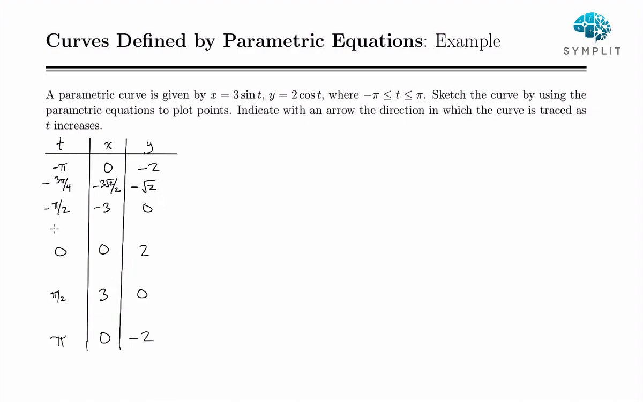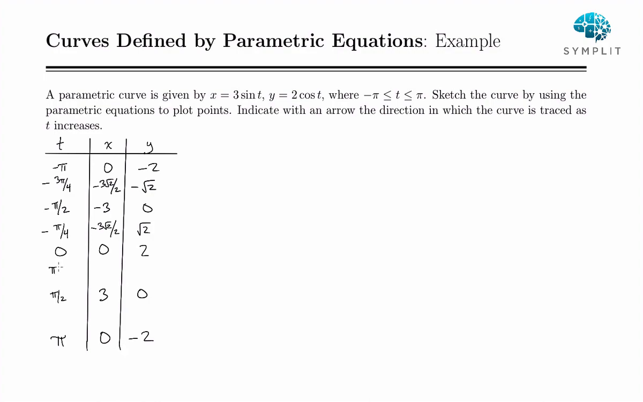Let's do here negative pi over 4. Sine of negative pi over 4 is again negative root 2 over 2, so we get the same value there, negative 3 root 2 over 2. Cosine of negative pi over 4 is positive root 2 over 2, so we get a positive root 2 there.